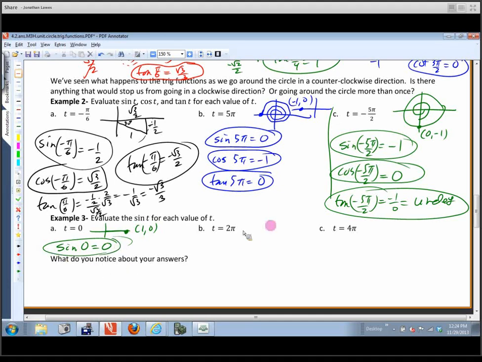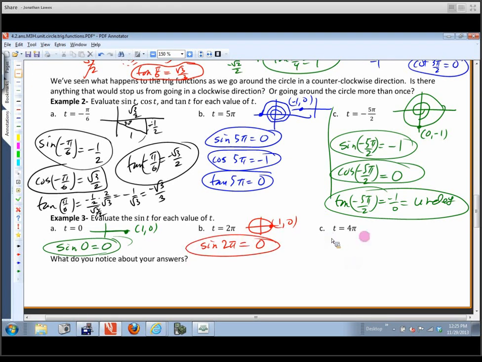2 pi. 2 pi would be 1 full revolution. So we go all the way around the circle. So we're right back here to start with. Again, 1, 0. And I want the sine of 2 pi. So it's just the y coordinate again. So that's going to be 0.